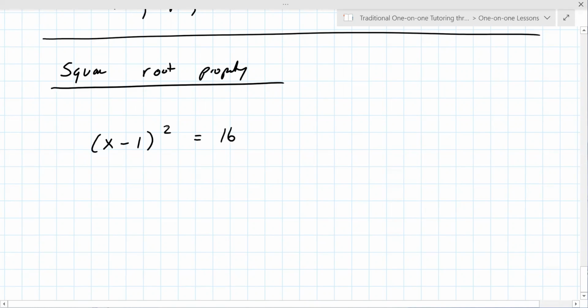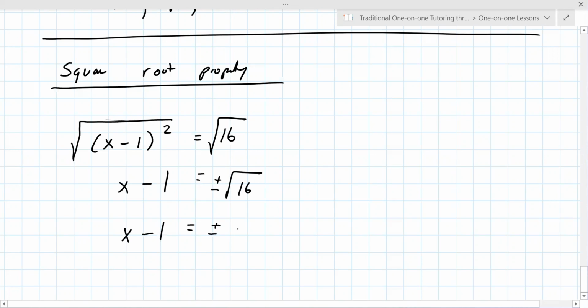To undo a square, how do you undo a square? Square root. Now on the right, it's plus or minus the square root of 16. On the left, the square root undoes the square, so that becomes x minus 1. x minus 1 equals plus or minus 4. And then x equals minus 4 plus 1. I like to add 1 and put it in front, so it's 1 plus or minus 4. 1 plus 4, 1 minus 4.